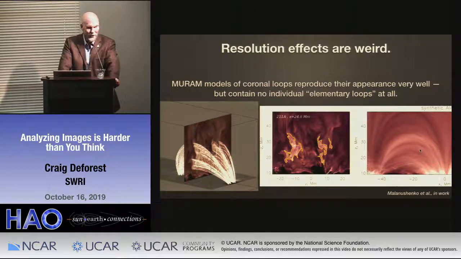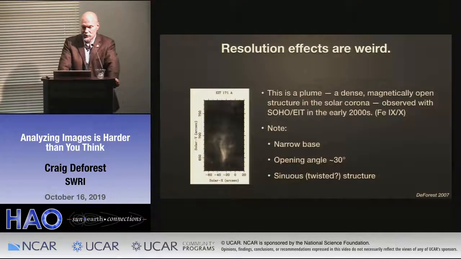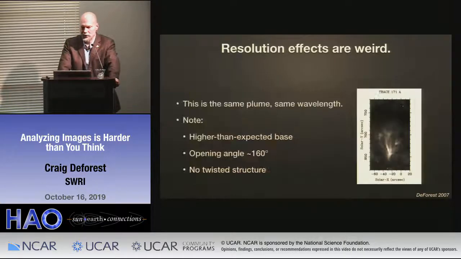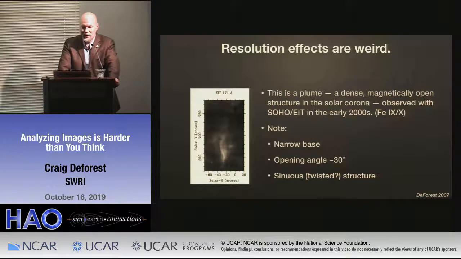It's neat, right? All right, I'm going to move on just because we got more to talk about. So elementary coronal loops may not exist. I showed this at SHINE, so some of you have seen this before, but it's totally worth seeing again. This is a picture of a plume that was taken by TRACE almost 20 years ago now. This is a polar plume. You can sort of see it's got a narrow base, an opening angle of about 30 degrees, and this neat sinuous twisted structure. That's kind of cool. Okay, this was taken with EIT.